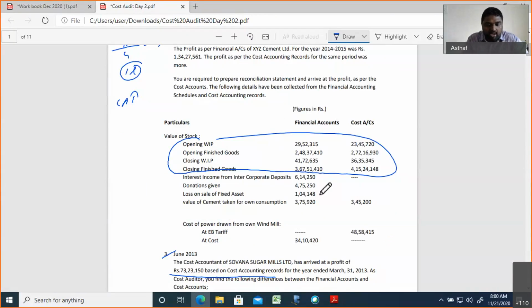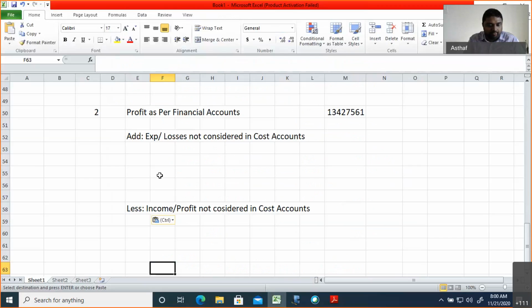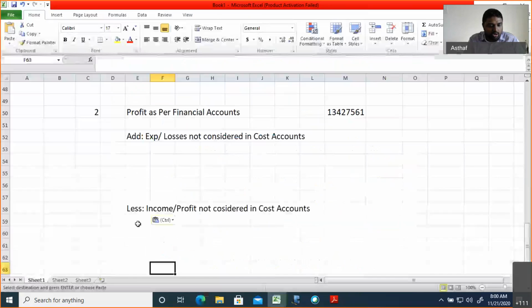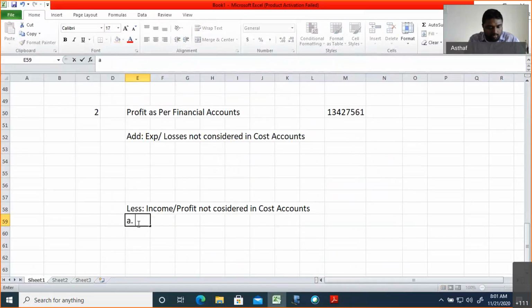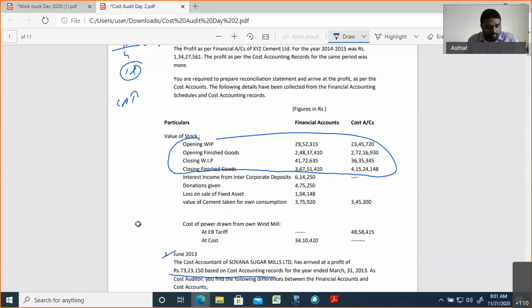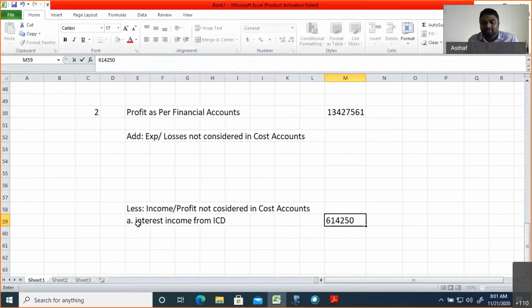So here we have intercorporate. Look here, it is only in financial. They have given it column wise. So what is the first item? Income or profit not in cost. The first one is interest income from intercorporate deposits. What is the amount? 6,14,250.